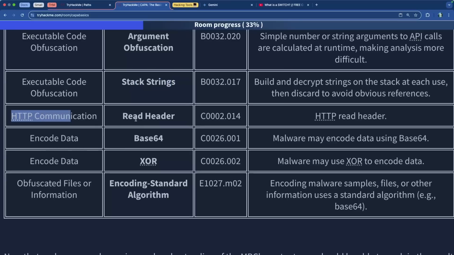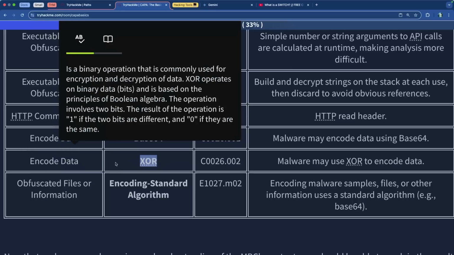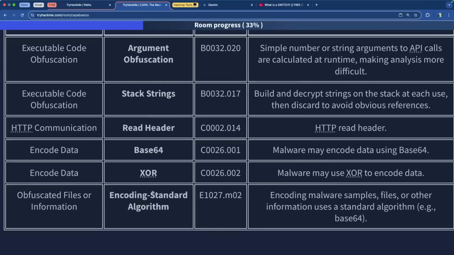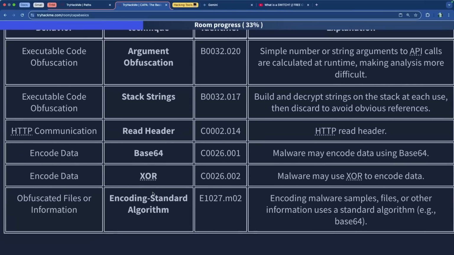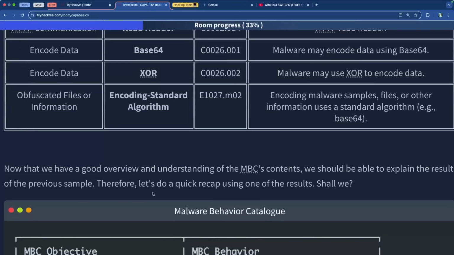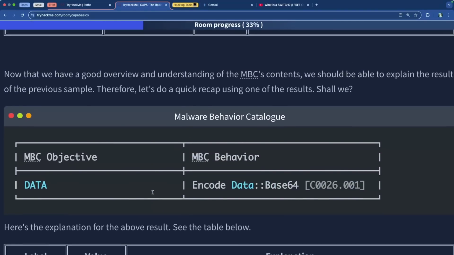And then for HTTP behavior, we have reading the header, encoding data to base 64, encoding data to XOR. Obfuscated files or information again, and then we have encoding standard algorithms. So there's a lot of encoding that seems to be taking place. So maybe they're trying to format it for transfer, maybe they're trying to format it for further manipulation.